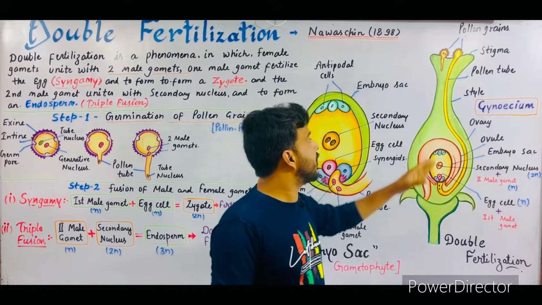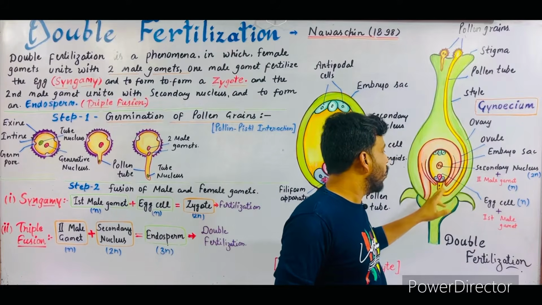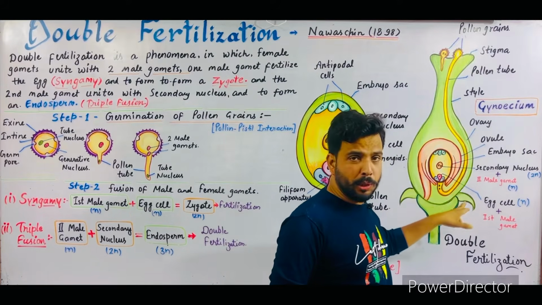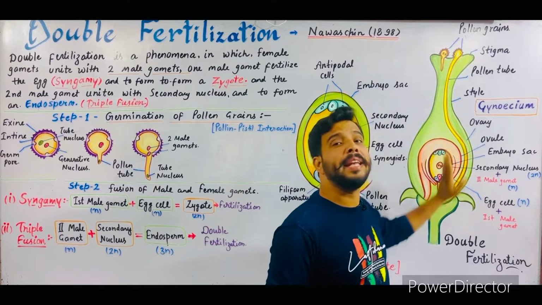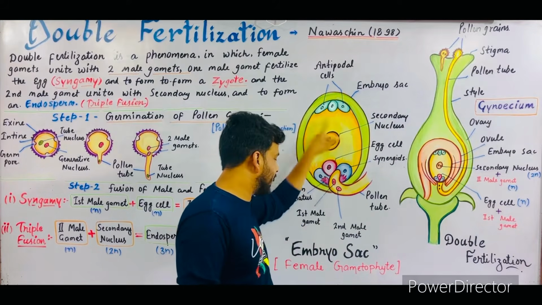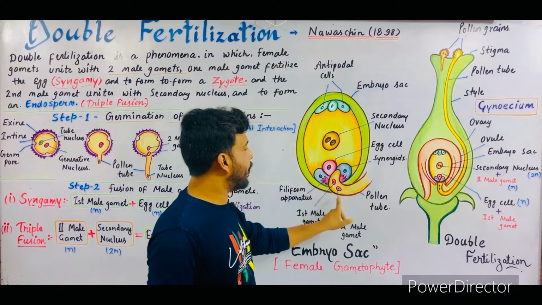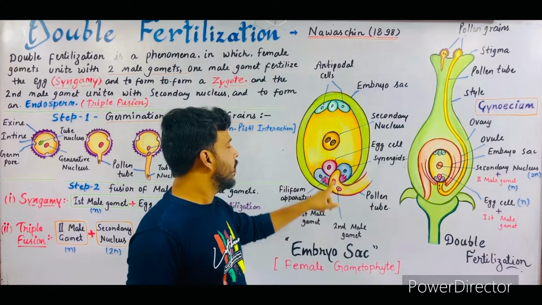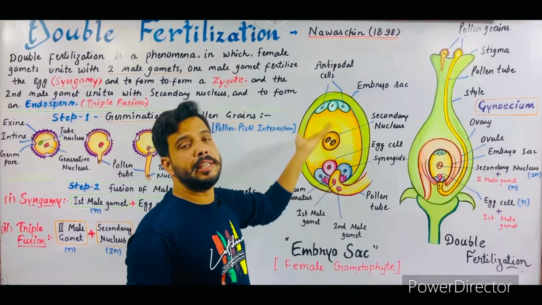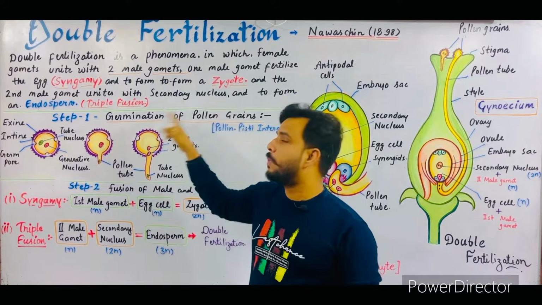These two male gametes enter into the pollen tube and move towards the ovule. Now, when they reach near the embryo sac, the pollen tube penetrates the embryo sac. As you can see in this diagram of the embryo sac, this is the pollen tube. So the pollen tube penetrates the embryo sac, and thus the male gametes enter inside the embryo sac. So this is the process of germination of pollen grain.